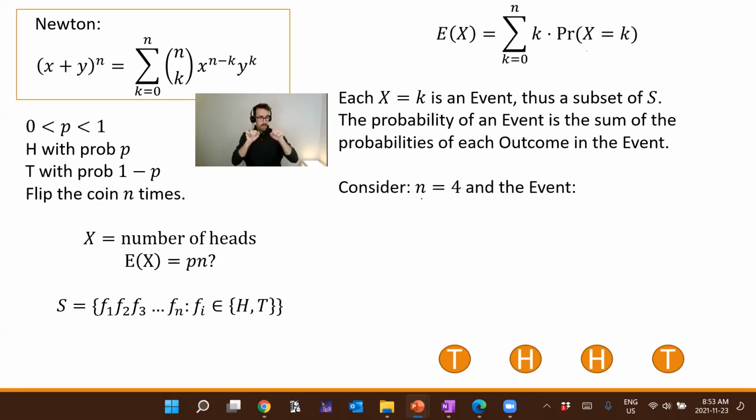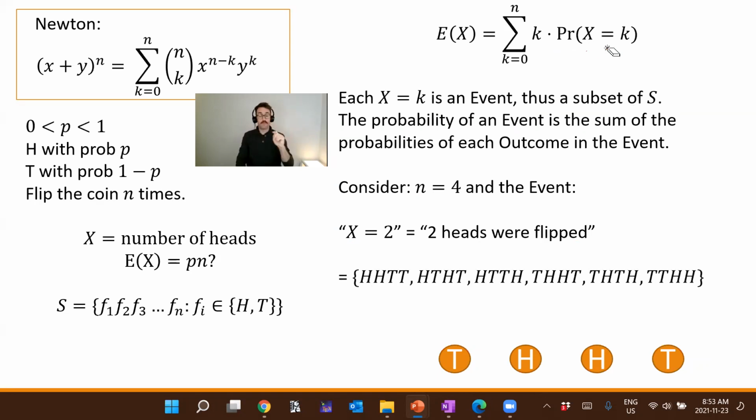So we will look at an example for n equal to 4 and the event that X is equal to 2, so 2 heads were flipped. We want to try and get some intuition into how we can compute this probability.